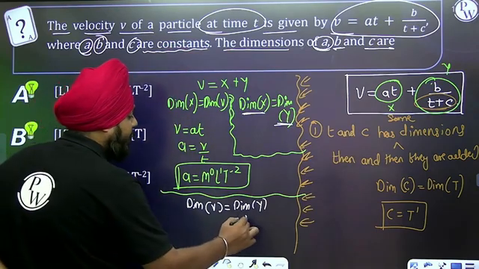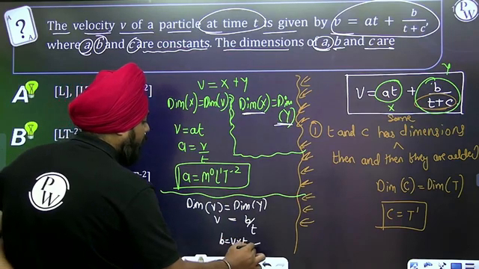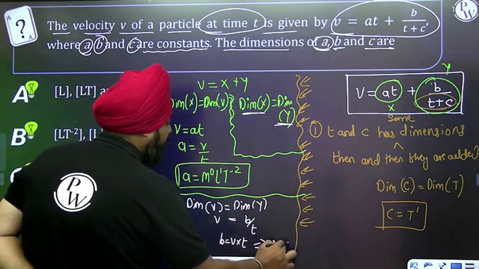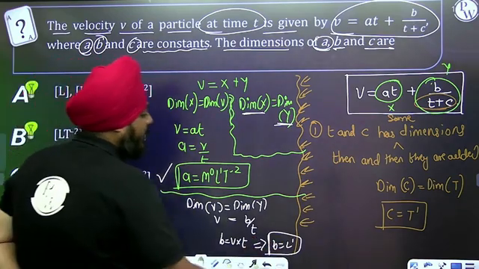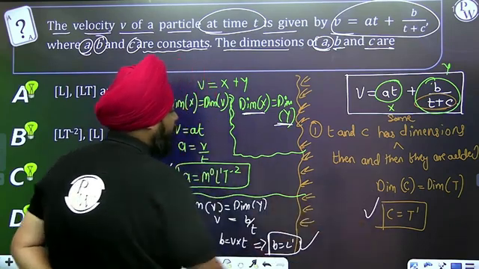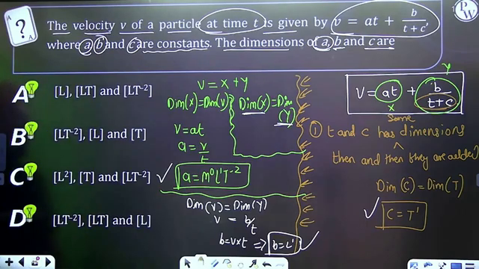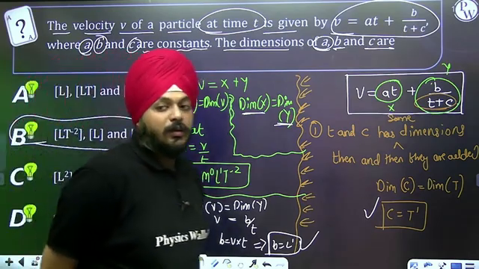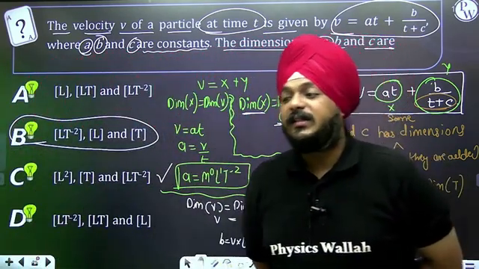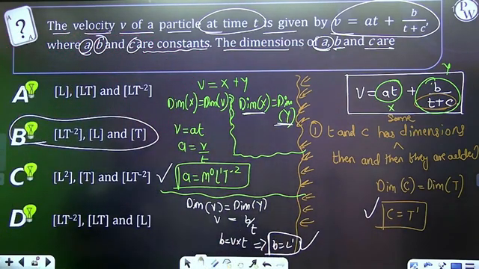So can I write it as B by T is equal to V? So B is equal to V into T. So dimensions of B is equal to L1. So this is the dimensional formula of A, this is the dimensional formula of B, and this is the dimensional formula of C: L1 T minus 2, L1 T. B is the perfect answer for this specific question. This is how the principle of homogeneity is used.